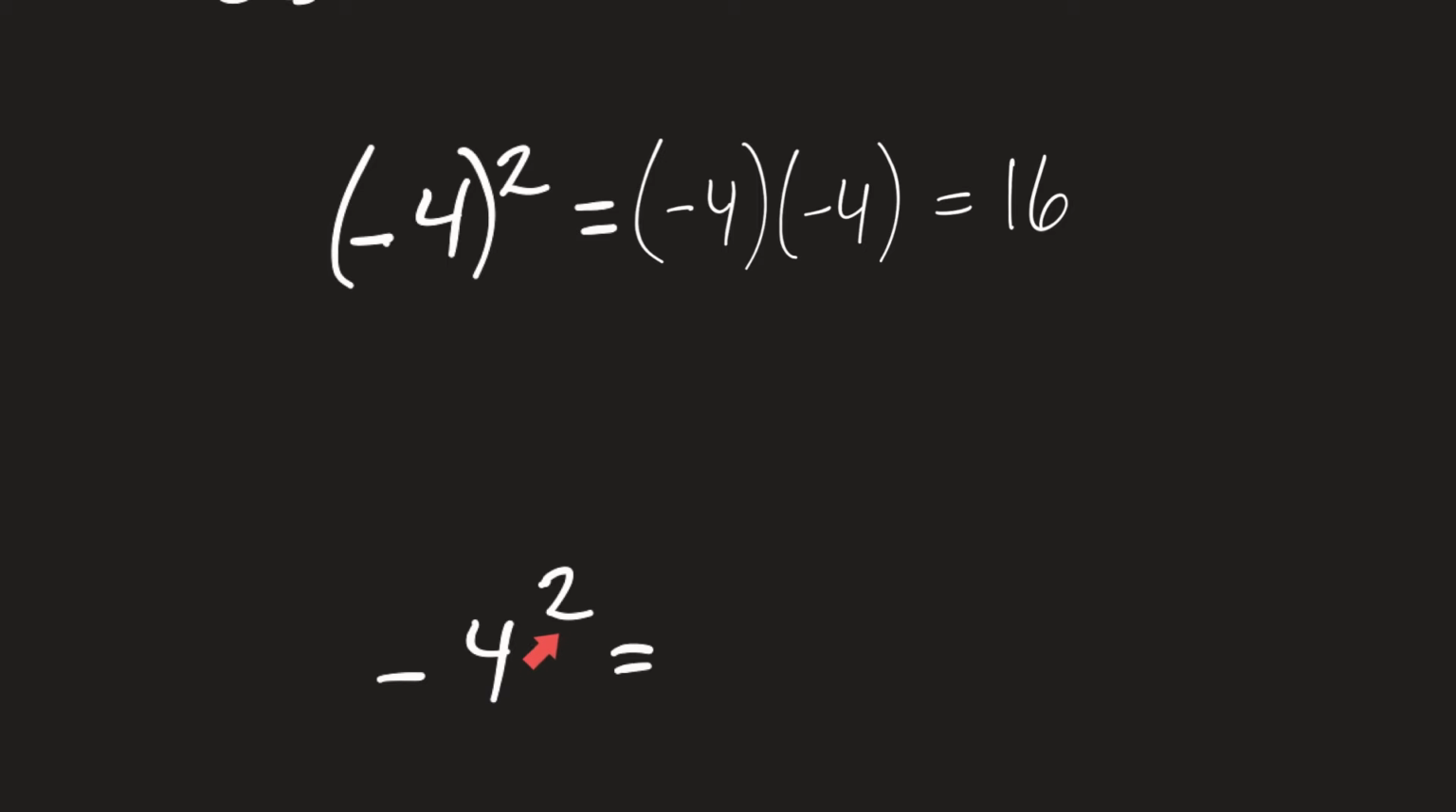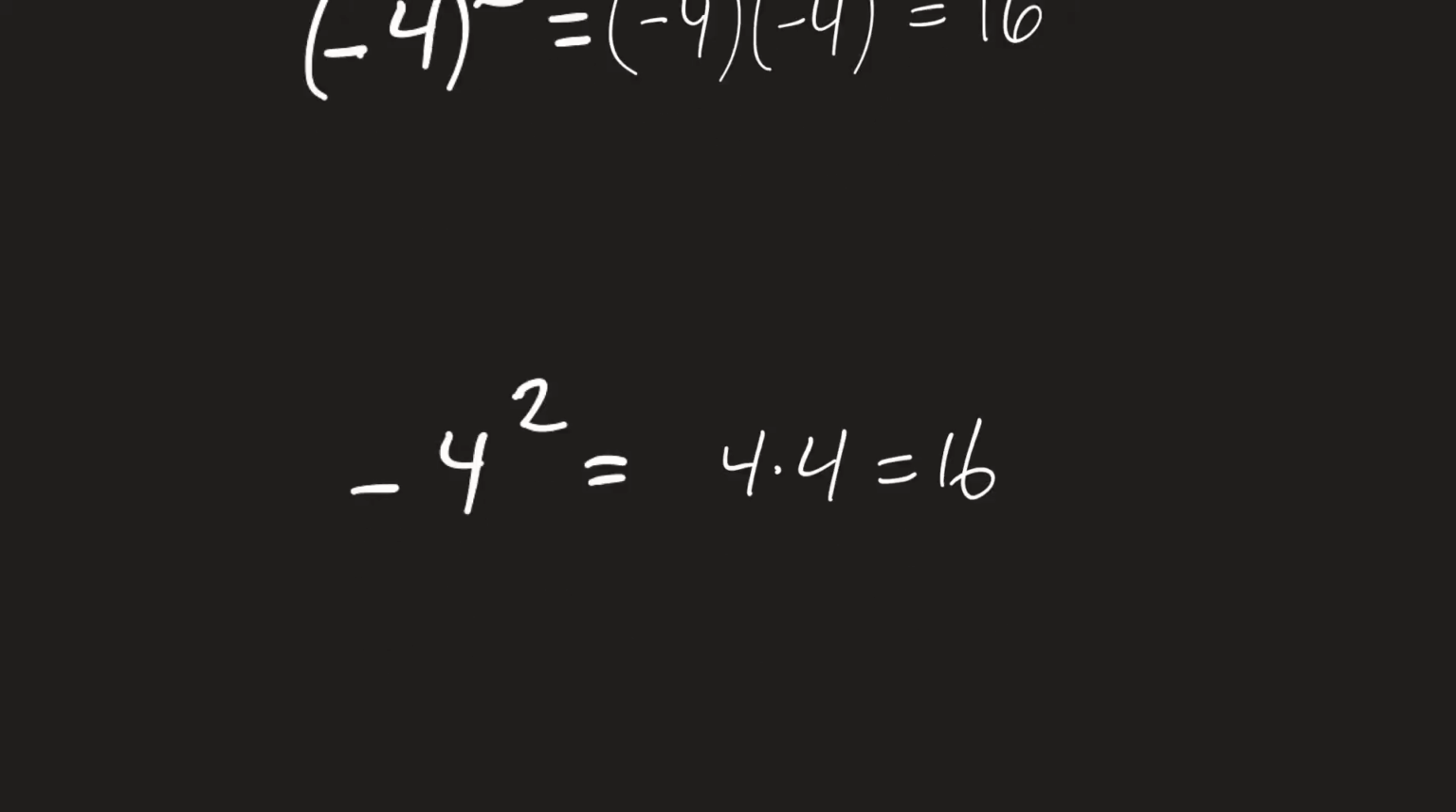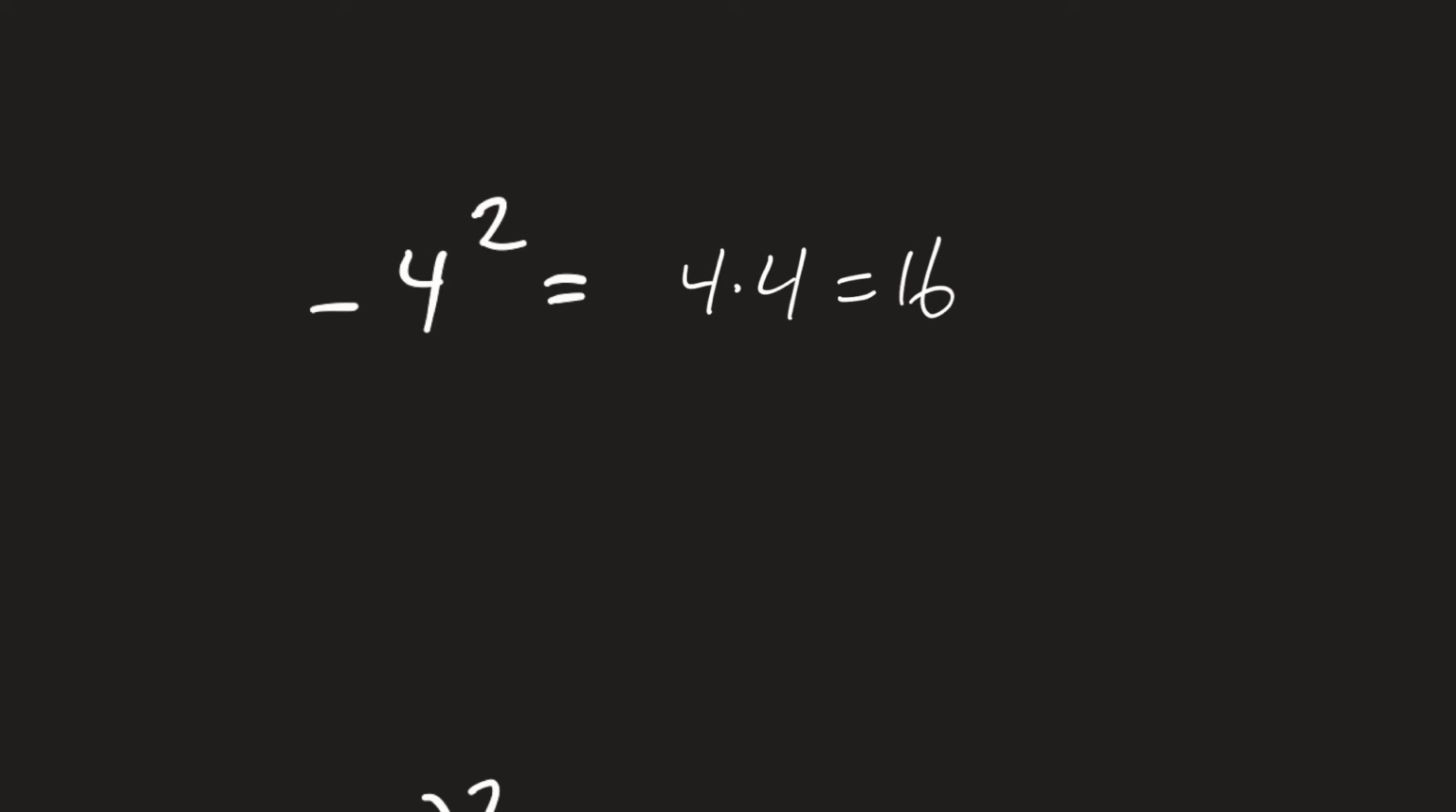That 2 is touching the 4. Now, it's not touching the 4 and the negative. So what gets repeated is only the 4. So this ends up being 4 times 4, which is 16. But that negative right here gets shucked in there. So it's actually -16.